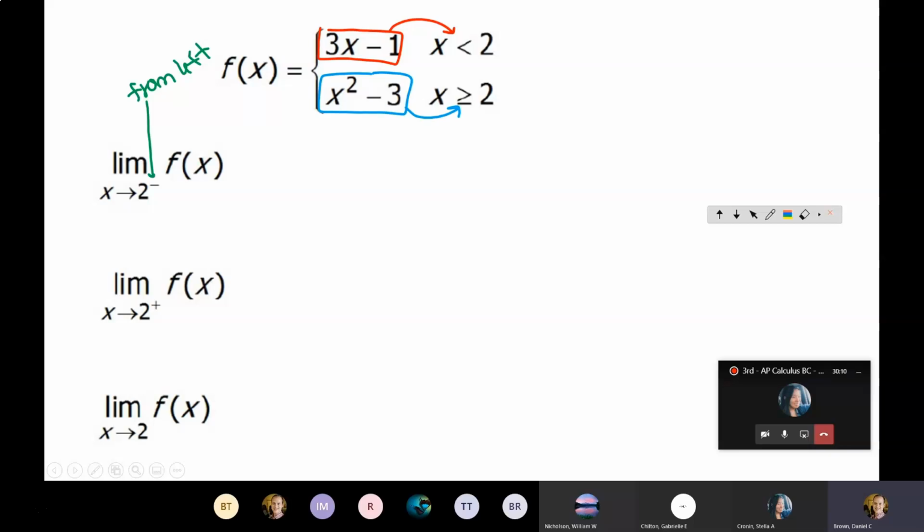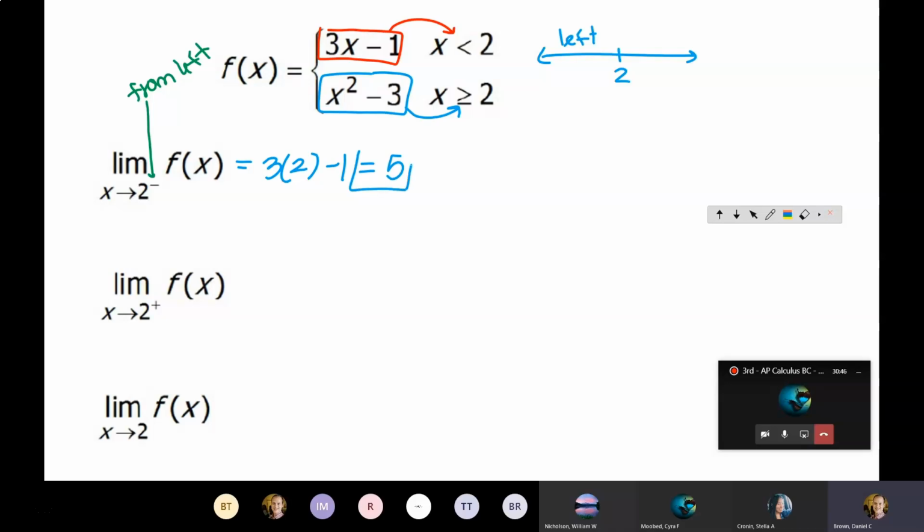So if we want to find the limit as x goes to 2 from the left, on the left side of 2, which portion of the piecewise function are we going to want to use? If we're coming in at 2 from the left. The first one. So we think about the number line. 2's here. When we're less than 2, we're on the left-hand side. So I would just plug it into the first one. 3 times 2, 6, minus 1 is 5.